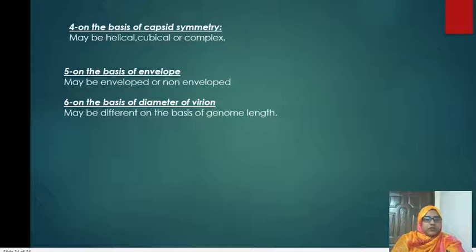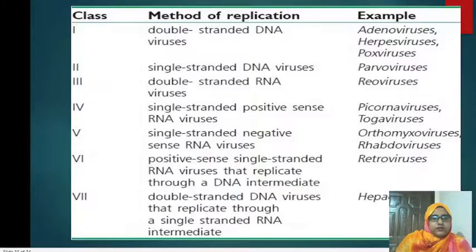Then on the basis of envelope, maybe the virus contains an envelope, a layer of lipid around it, but sometimes the virus does not have a layer around it, so it is not very resistant, then it is non-enveloped. On the basis of the diameter of the virion, they may have different genome lengths, different lengths of DNA, different lengths of RNA. On the basis of that, we will say that the virus has a different genome length and a different diameter. This is all for viruses.